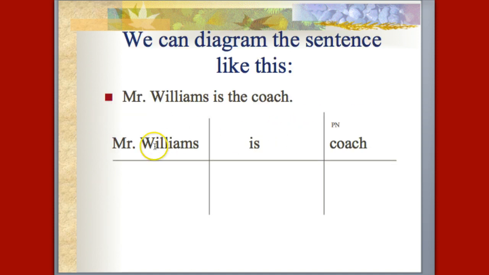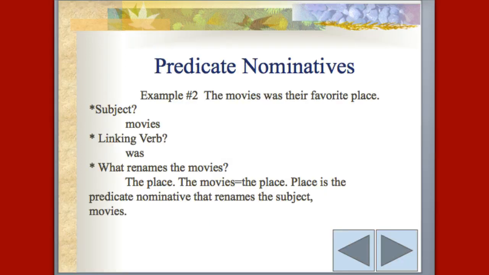If you were going to diagram this, you would put Mr. Williams here on the left where you usually have your subject, is your linking verb goes where your verb goes, and coach is your predicate noun. Now when you're actually diagramming on your practice sheet, you'll notice that that line on the right hand side does not extend down past the horizontal line, and it is slanted toward the verb. So even though it's not like that on the PowerPoint, you will see it correctly done on your homework.